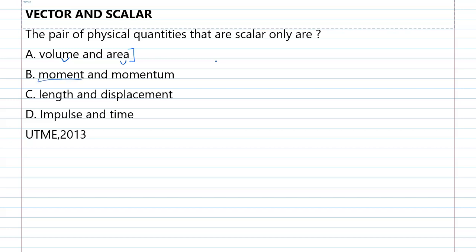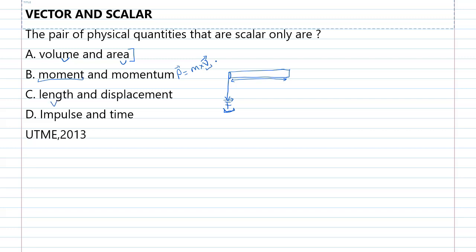Moment is a vector quantity, as you may be aware. Moment is the perpendicular force that is applied to a lever or a rod, so it involves the distance and the force. Since you have force in it, it should be a vector, even though the distance is a scalar itself. Momentum is also a vector because momentum is given by P equals mass times velocity, so there's direction associated with it.